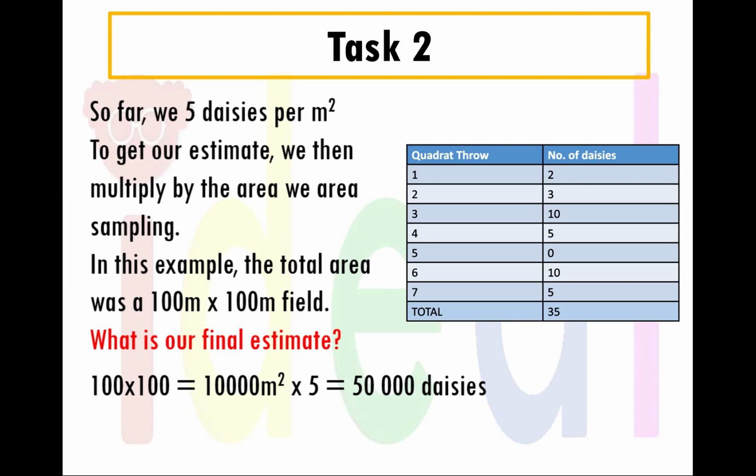Now we know that there are 5 daisies per metre squared, so we do 10,000 times 5, and that gives us 50,000 daisies. Now that is an estimate, an average, of how many daisies we think there are by using this technique. Bearing in mind, on average, there are 5 daisies per metre squared, so we've scaled that up and figured out that there are approximately 50,000 daisies in this field.